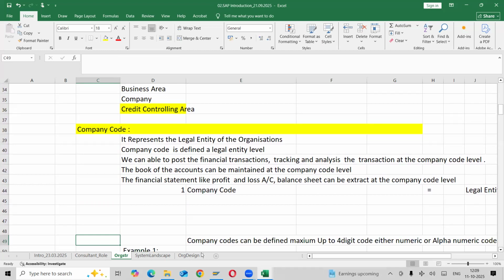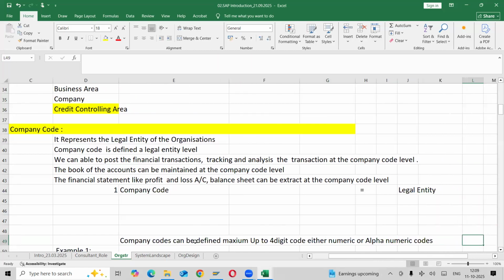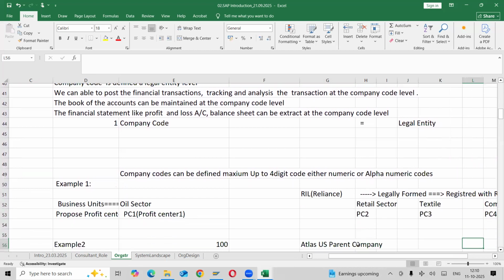In SAP, a company code can be defined with a maximum of 4 characters, either numerical, alphanumerical, or alpha. Anything. So you can give your company code a maximum of 4 characters: 1234 or ABCD or 123AB. Less than that, 1 to 4 characters, we can give. Clear example I have given.